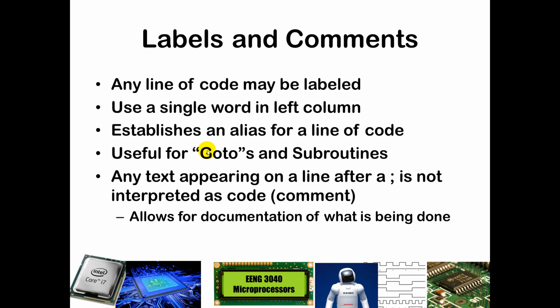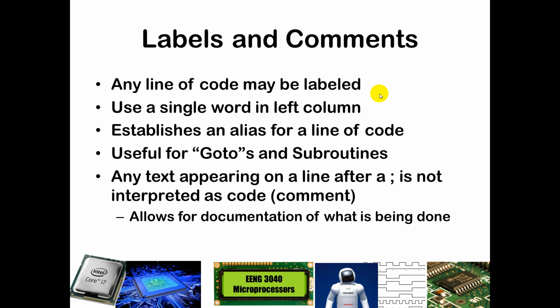Labels and comments are really important to neatly organizing code, and they can actually help us once we get into using goto statements and subroutines, which we'll talk about very soon. Any line of code can have a label, and that label basically just designates what you're calling that line of code. Labels have to be a single word, so you can't have any spaces in them, and they should not start with a number. They can have numbers in them, but the first character cannot be a number.